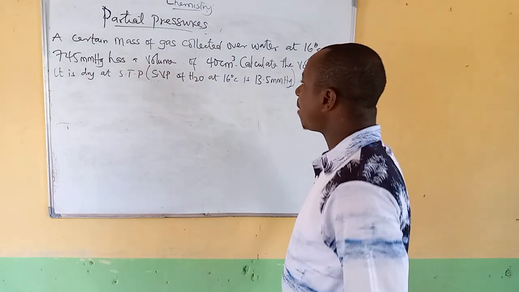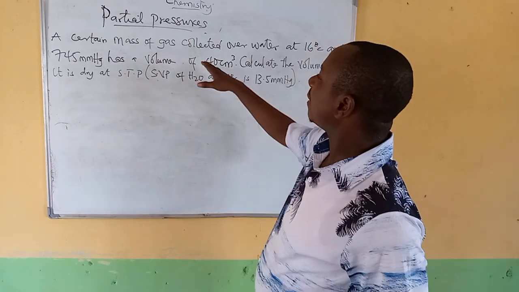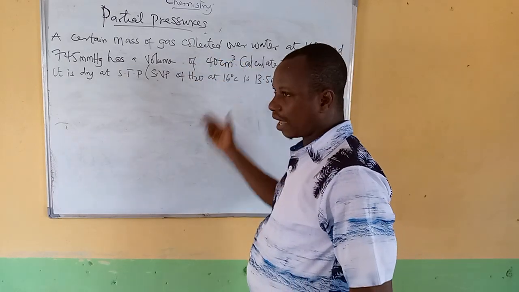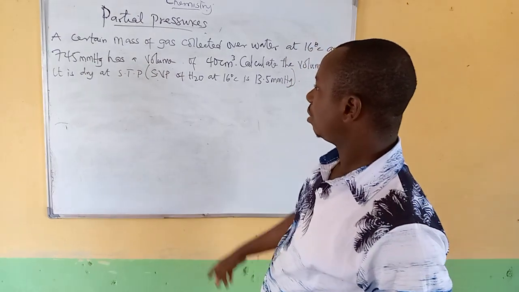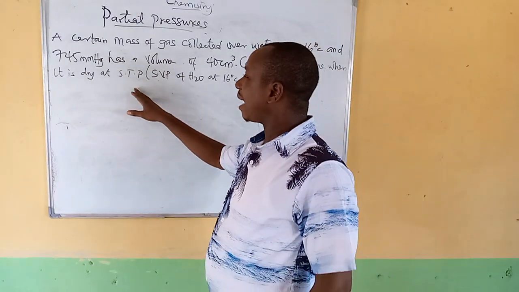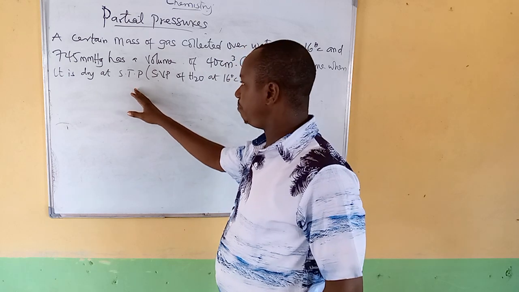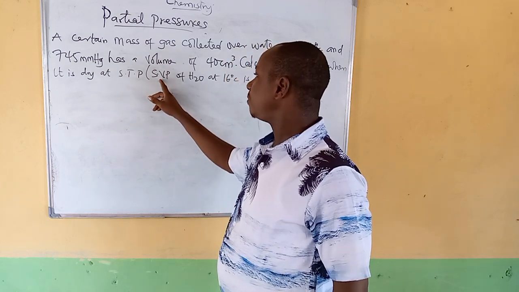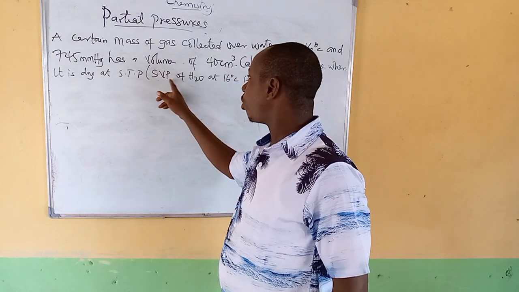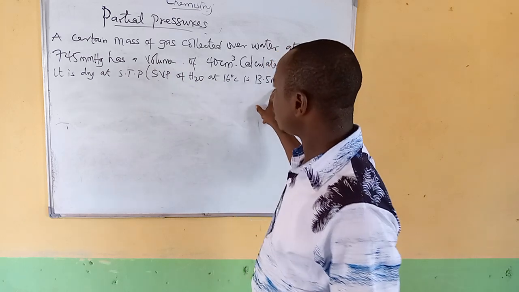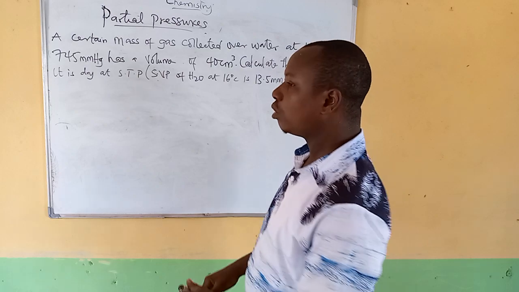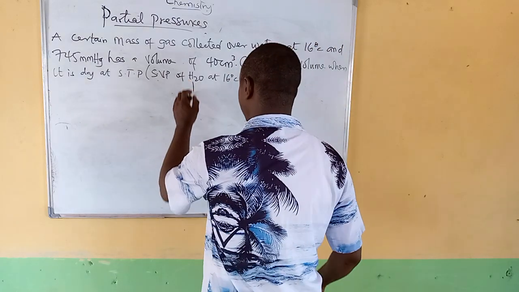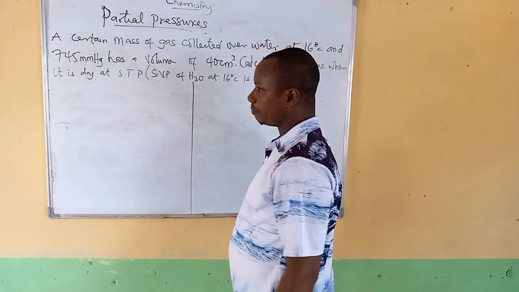Volume when it is dry. Remember, the gas is collected over water. That is one point you should note. And they said you should calculate the dry gas at STP. And they give us SVP, meaning saturated vapor pressure of water at 13 degrees Celsius, so 13.5 millimeter mercury. So let us see how we can solve this little problem.